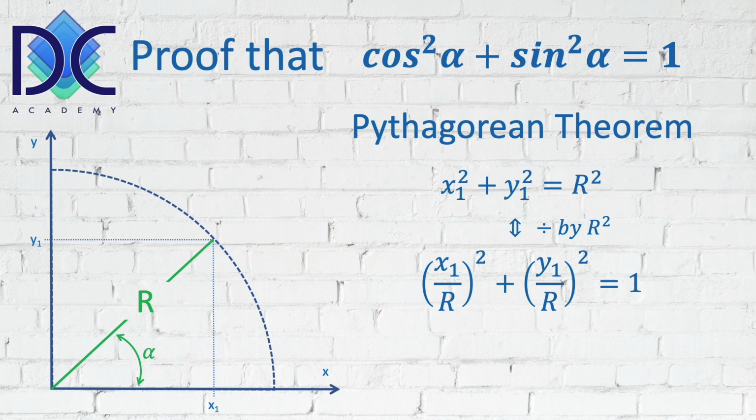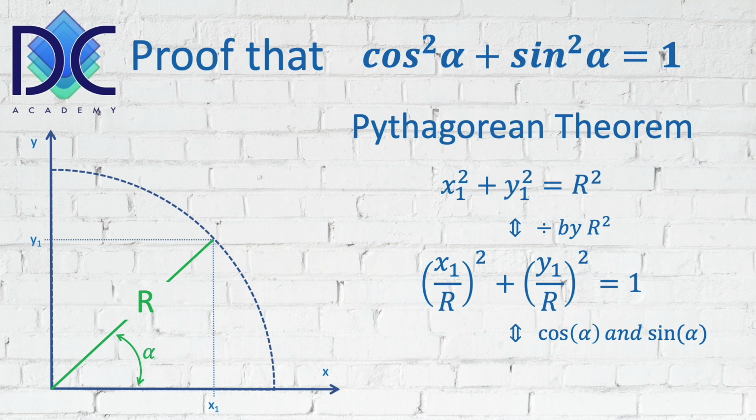Now, when you remember well, in the trigonometry, we defined the cosinus alpha and sinus alpha. And in our case, the cosinus of alpha is the projection of the point x1, y1 onto the x-axis. So x1 divided by r is the cosinus of alpha. And we also know that y1 divided by r, the projection on the y-axis, is equal to the sinus of alpha.